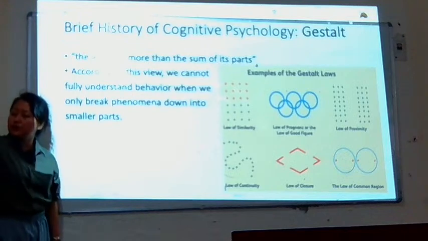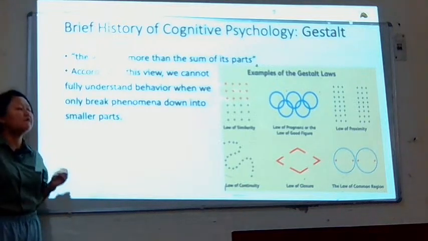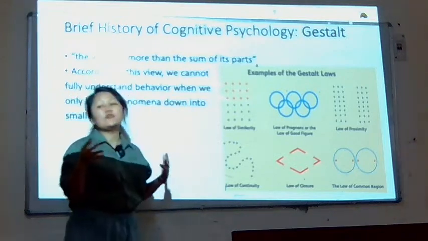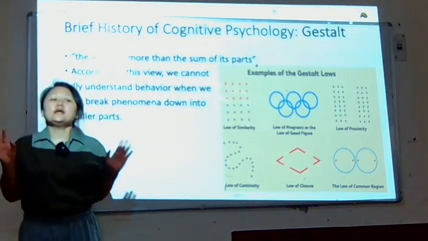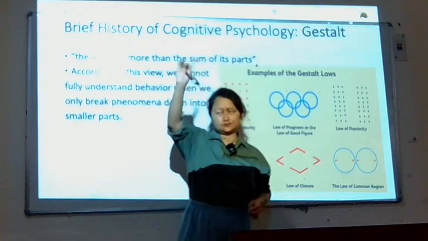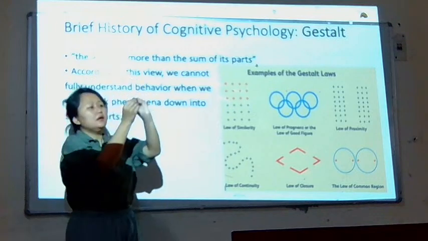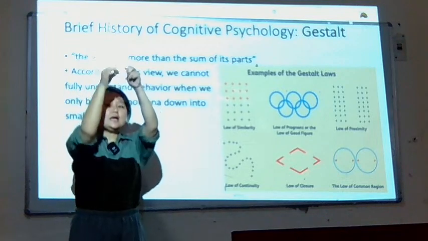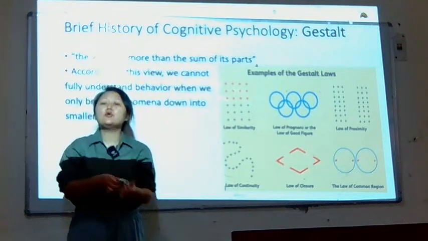Okay. So brief history of cognitive psychology. In Gestalt, the whole is more than the sum of its parts. The whole is more than the sum of its parts. What does this mean? It's more than the little bits of it, right? For example, I have this watch. If we take it apart, even this can be further divided into many parts. But as a whole, it becomes a watch. The whole is greater than the sum of its parts.